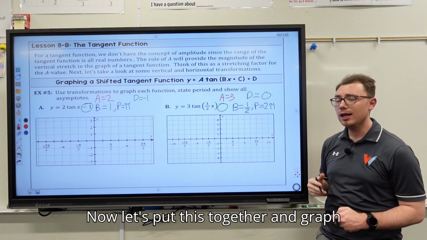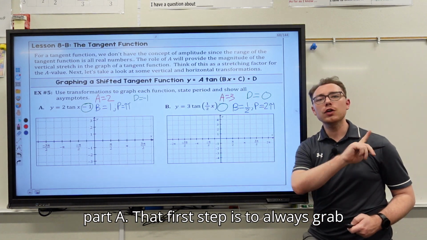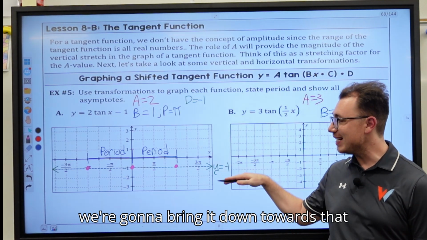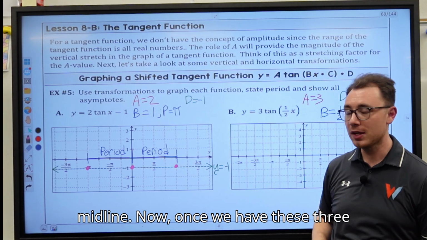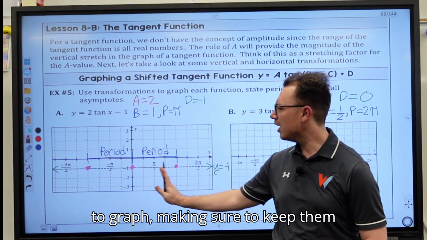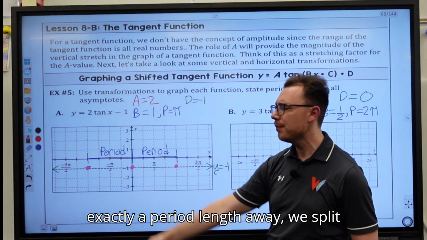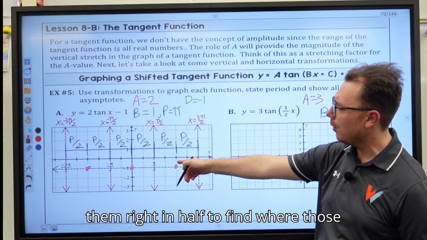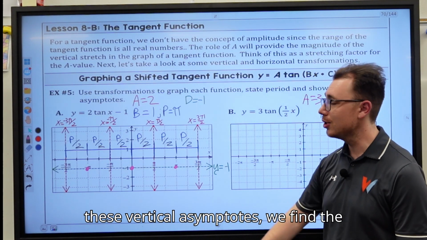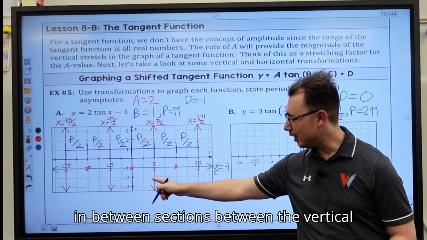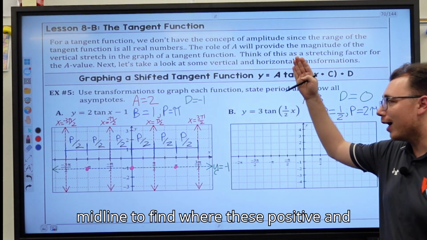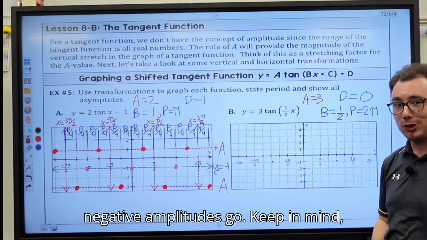Now let's put this together and graph part A. That first step is to always grab that origin point there, but this time we're going to bring it down towards that midline. Now once we have these 3 points, or as many points as we're able to graph, making sure to keep them exactly a period length away, we split them right in half to find where those vertical asymptotes occur. Once we find these vertical asymptotes, we find the in-between sections between the vertical asymptotes and those intercepts of the midline to find where these positive and negative amplitudes go.